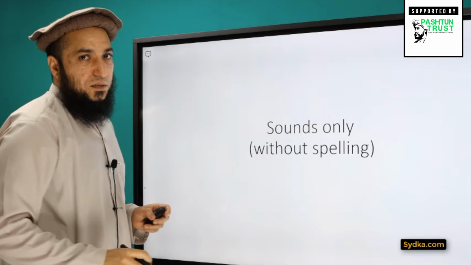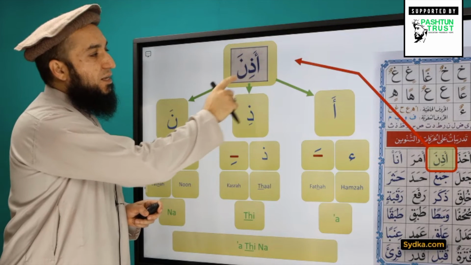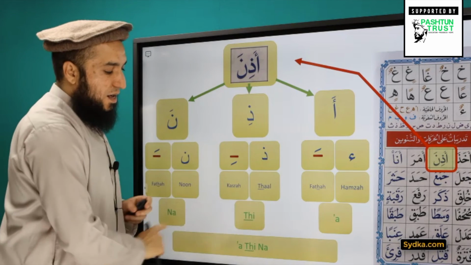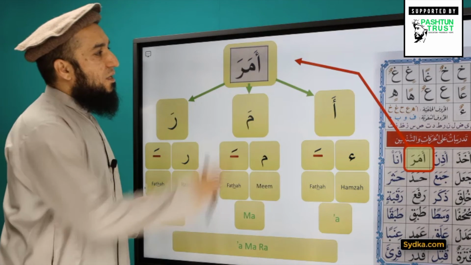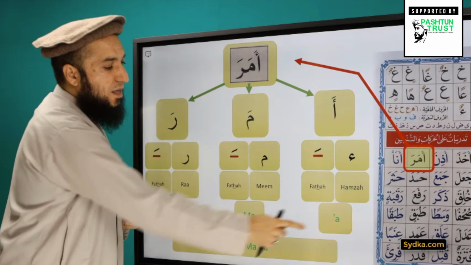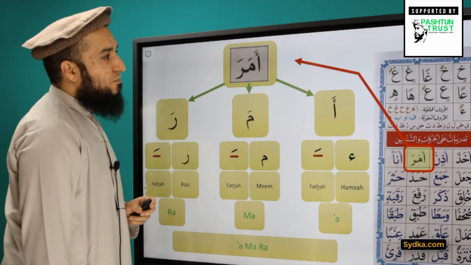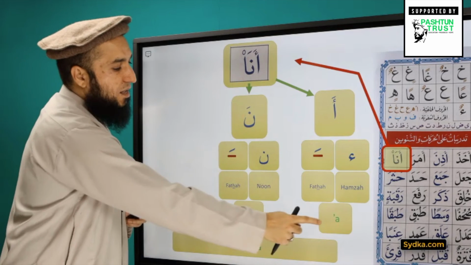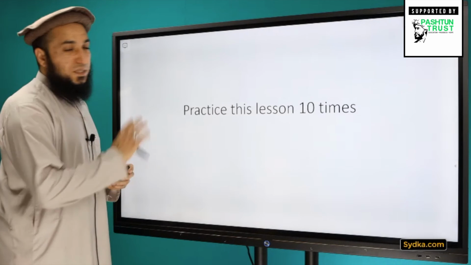The next three slides are only for sounds without spellings. Adhina, adhina. Amara, amara. Ana, ana. So this is the end of this session.